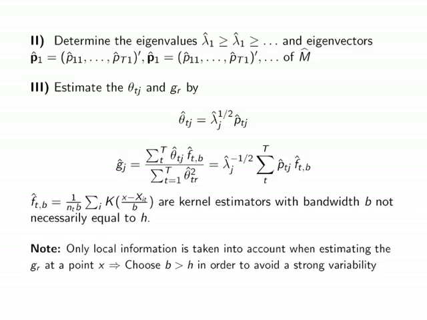And F hat is another kernel estimate with a bandwidth B, which is usually not equal to H. The important thing to get good estimates here is H very small, because of this noise reduction in the functionals, small bias. B must be larger in order to have not too much variance, in order to avoid strong variability. So you have two different bandwidths, which is unfortunately necessary in this context.